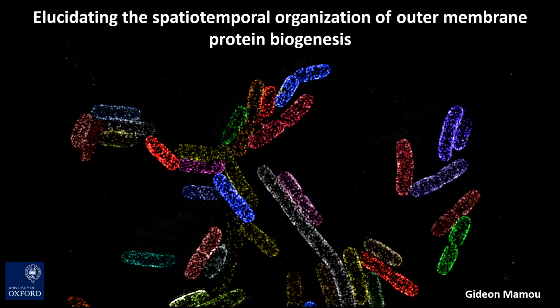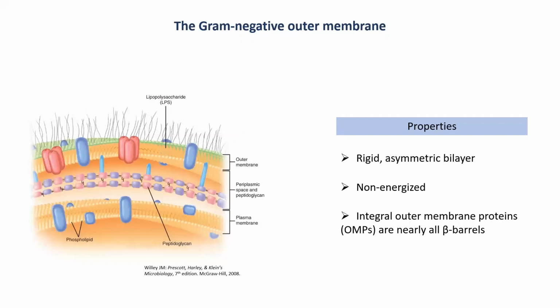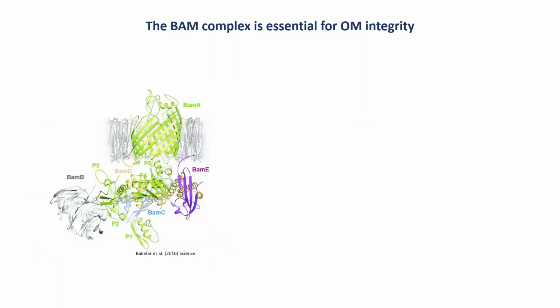My name is Gidon Mamo, and I'm going to tell you about the organization of outer membrane protein biogenesis. First, let's look at the outer membrane. The outer membrane is rigid and lacks energy sources, yet the cell has to insert hundreds of thousands of protein into the outer membrane every time it divides. All this hard work is being done by the BAM complex.